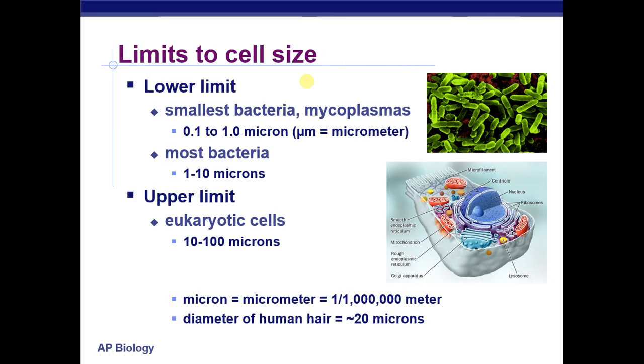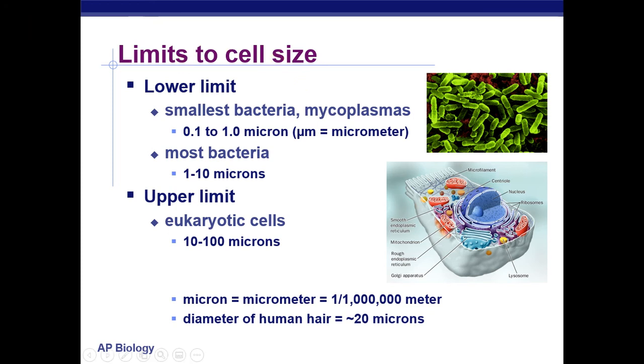The last thing that I want to talk about is why cells are the size they are. Why are they so small and not bigger? So there's a lower limit kind of to the size cells can be. In the lower limit, the smallest bacteria that are seen, mycoplasmas, are about 1 micron big, right? Most bacteria are between 1 and 10 microns. If they were any smaller than that, there just wouldn't be enough space to accomplish all of the things necessary for life. But there's also an upper limit, all right?